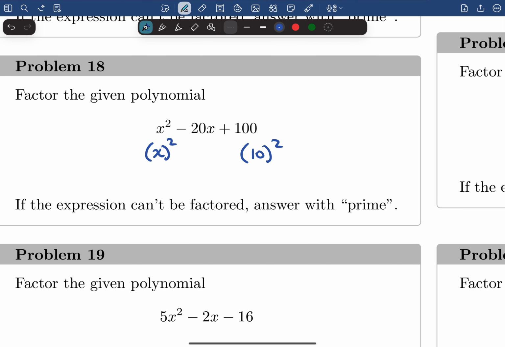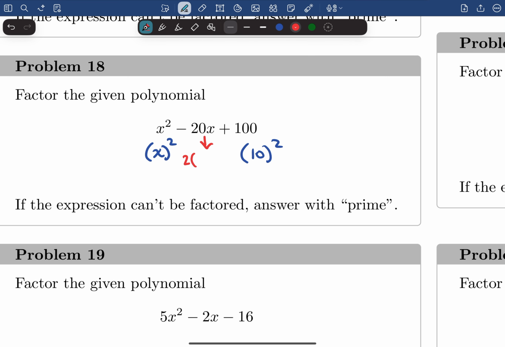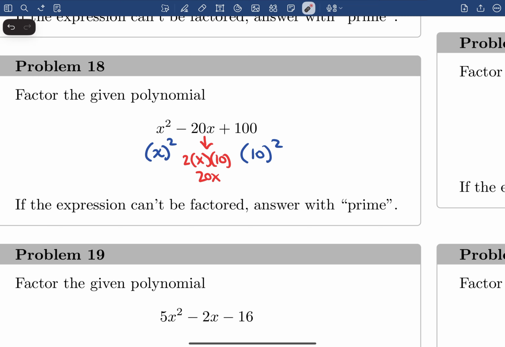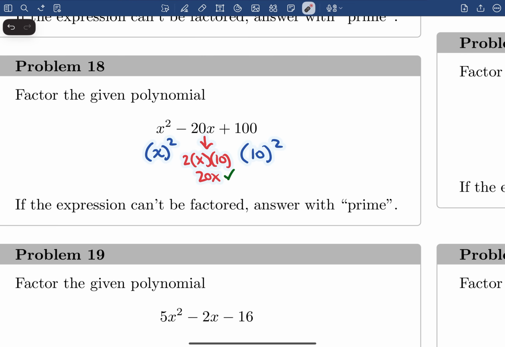Next, I notice that the middle term is negative 20x. And to confirm that that's correct in a perfect square trinomial, I take the value 2. I always do it, just 2. And I multiply that 2 with this and this, right? X and 10. These bases of the square. So I take x and 10. I check: 2 times x times 10, does that equal 20x? And the answer is yes. So this is the way that we confirm that we've got a perfect square trinomial.